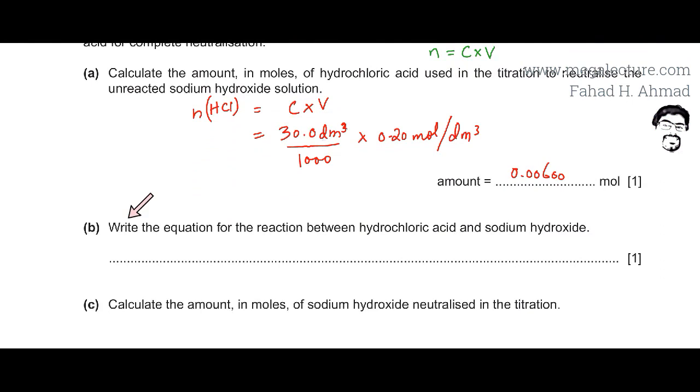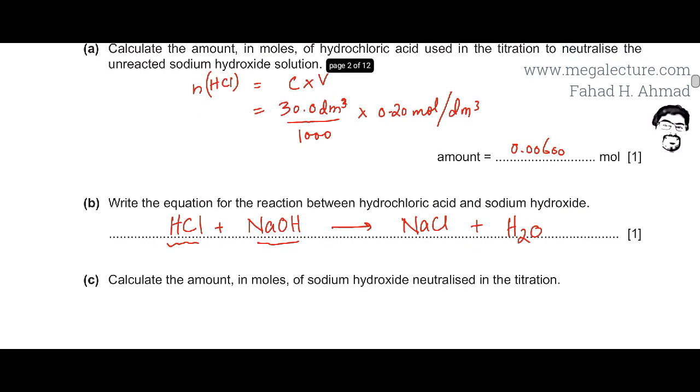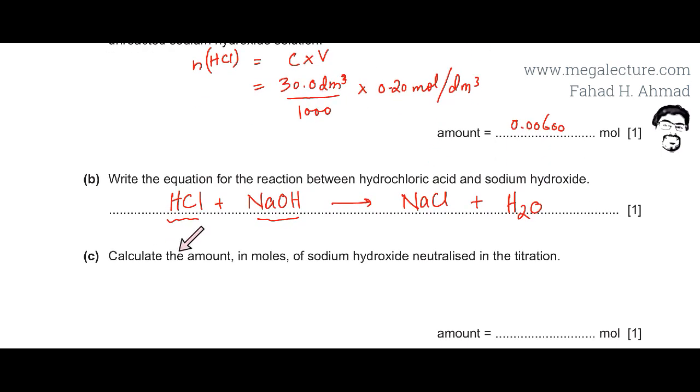Now moving on to part B, we're asked to write the equation for the reaction between HCl and NaOH. It's a simple reaction between an acid and a base producing salt and water. So I've written it down: HCl plus NaOH produces NaCl and H2O. What is important is that you must realize that the ratio between HCl and NaOH in the equation is 1:1. So the moles of HCl and the moles of NaOH must be the same. And this is exactly what is being asked in the next step: calculate the amount in moles of NaOH neutralized by the titration.